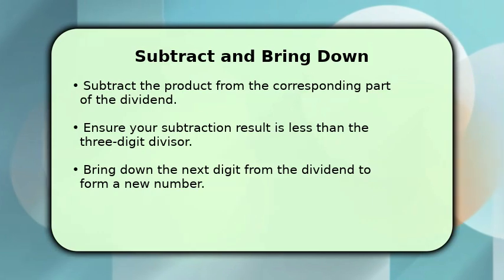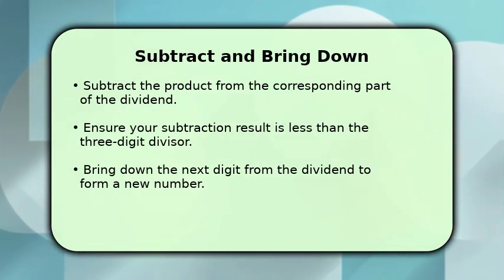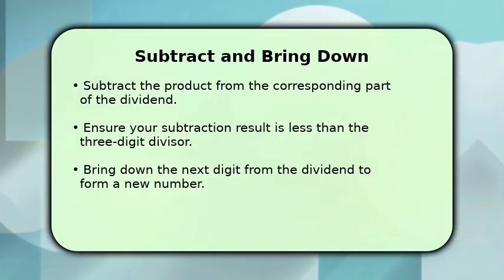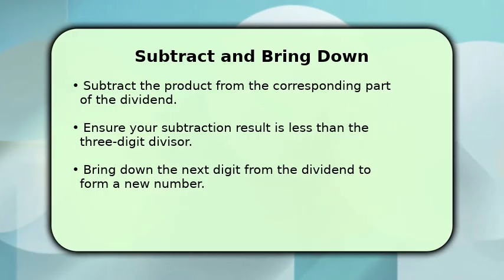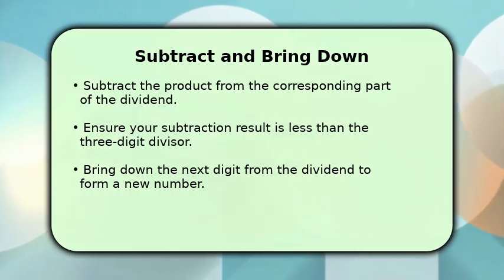Following multiplication, the next critical action is subtraction. Carefully subtract the product you just calculated from the portion of the dividend above it. It's vital that your subtraction result is smaller than your original three-digit divisor. If not, your initial estimate was too high.